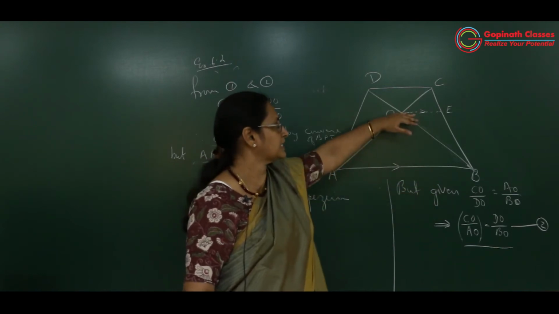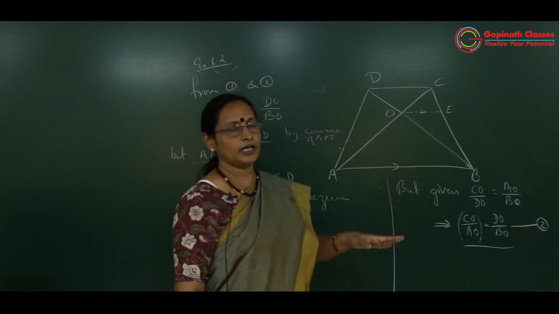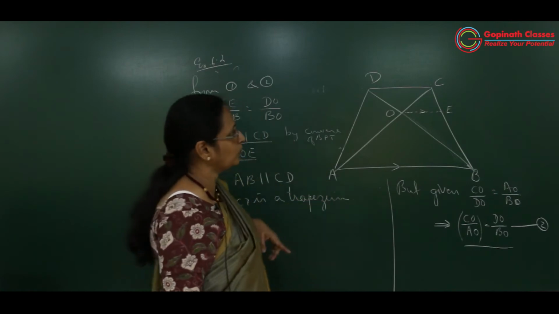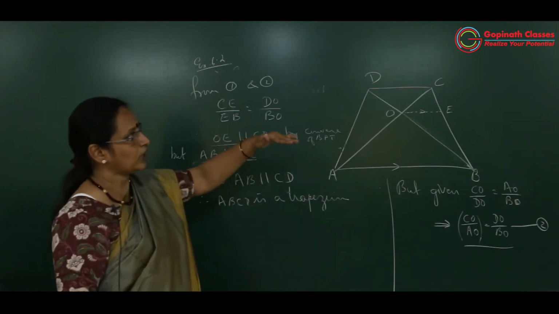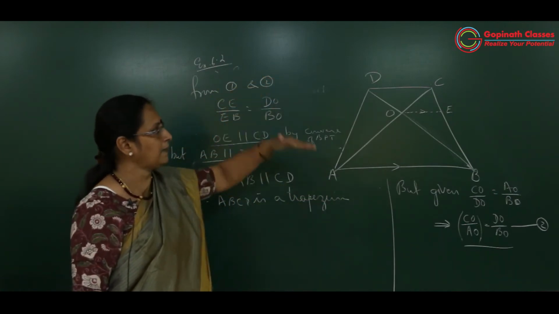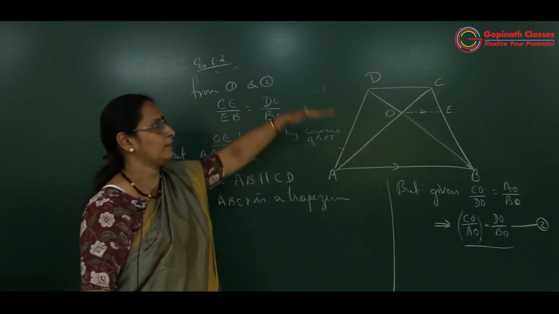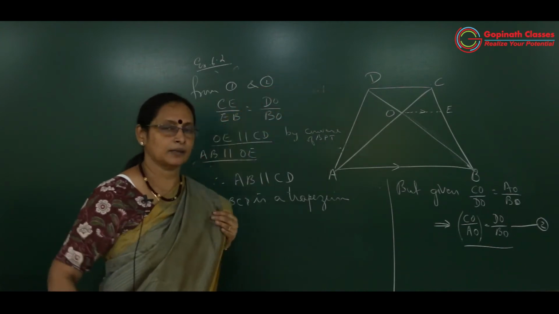Second statement we are getting from the given. From 1 and 2, we can prove DO by OB is equal to CE by EB, which shows OE is parallel to DC. AB parallel to OE, OE parallel to CD, so AB parallel to CD, so it's a trapezium.